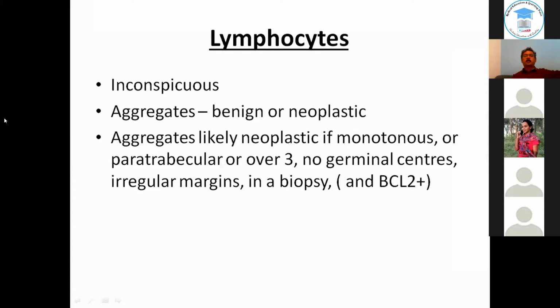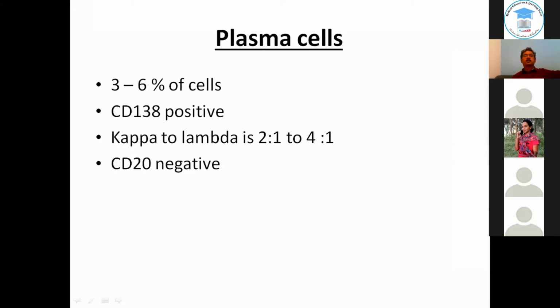Lymphocytes, on the other hand, are inconspicuous and blend in with the rest of the marrow. If there are aggregates, they may be benign or neoplastic. Aggregates are likely neoplastic if monotonous, or if they are paratrabecular, or if they are over 3 in number, if there are no germinal centers, or if they have irregular margins in a biopsy, and of course if they are BCL2 positive. Plasma cells from 3 to 6% of the cells are CD138 positive and are CD20 negative.